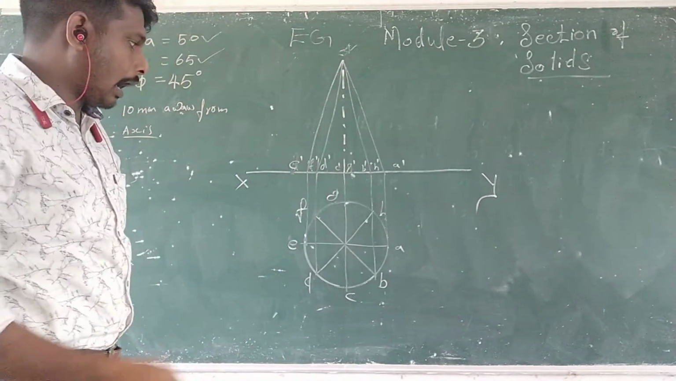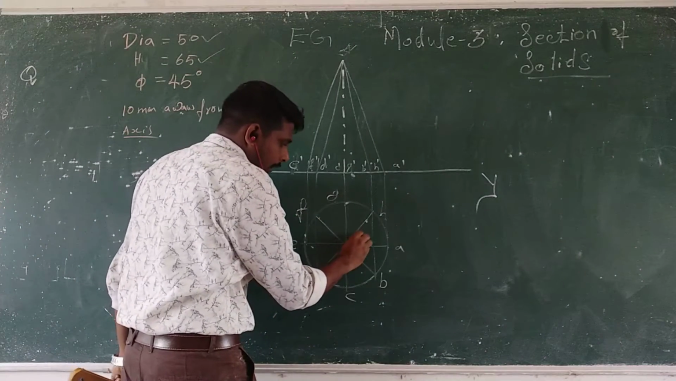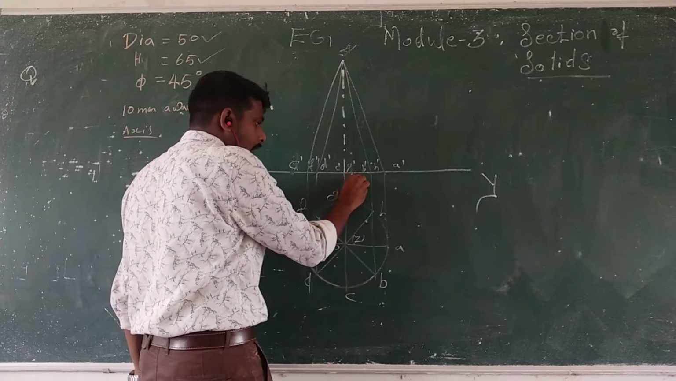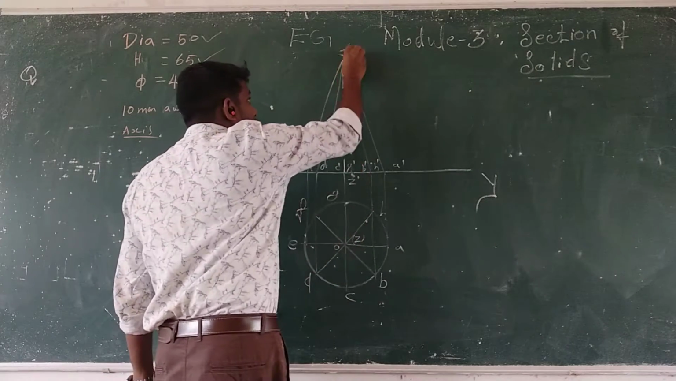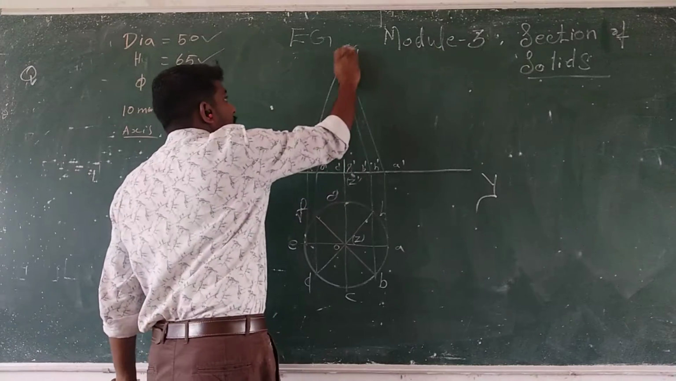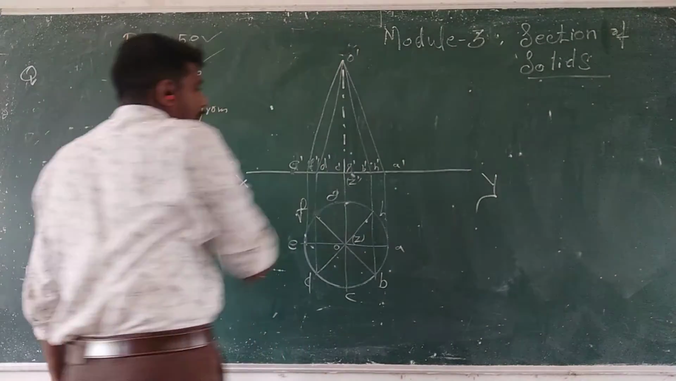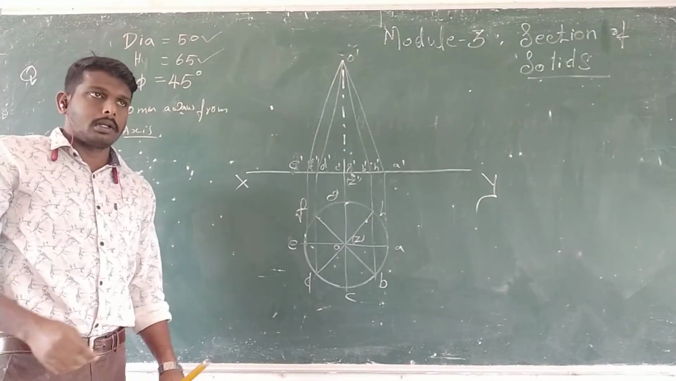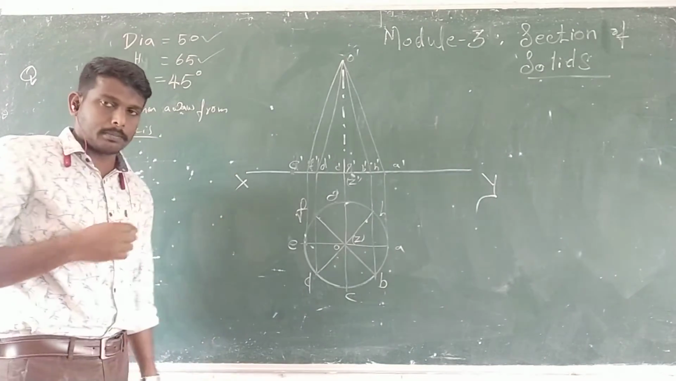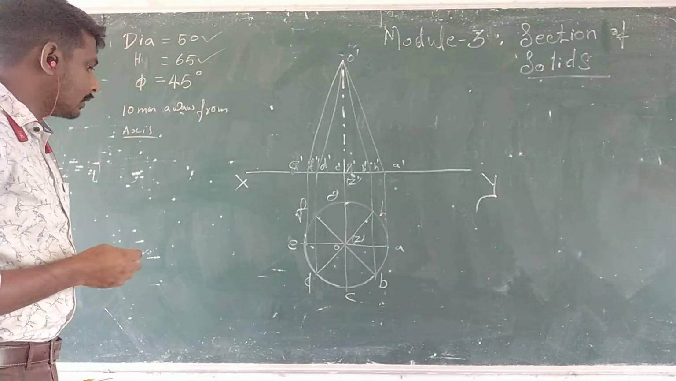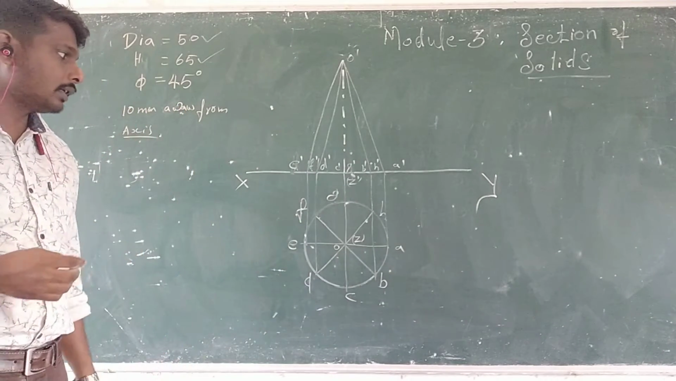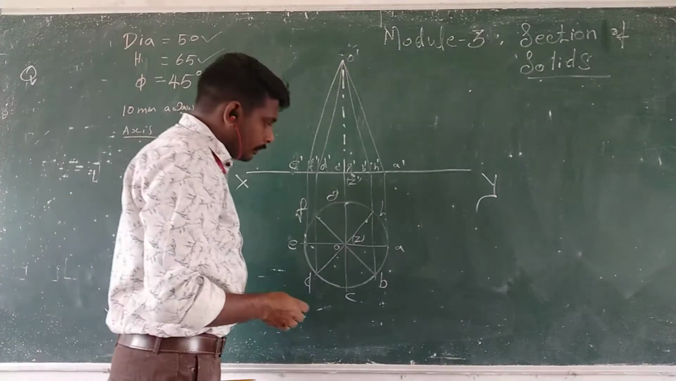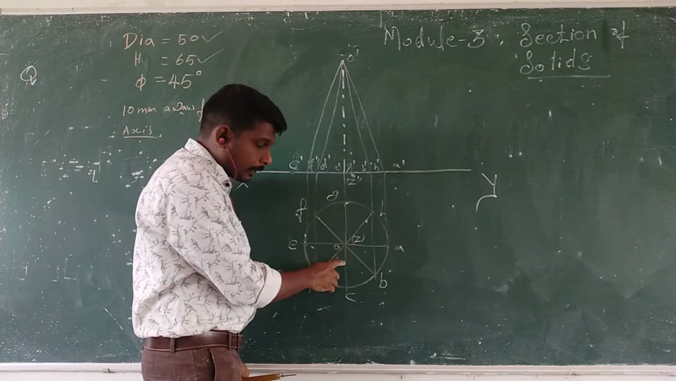We can name the axis as Z and O. Z is the base, so Z dash and O dash, Z dash also in bracket. So we completed the front view and top view of the cone. Now we have to complete the section plane which is inclined 45 degrees with the XY line and which is passing through 10 mm away from the axis.